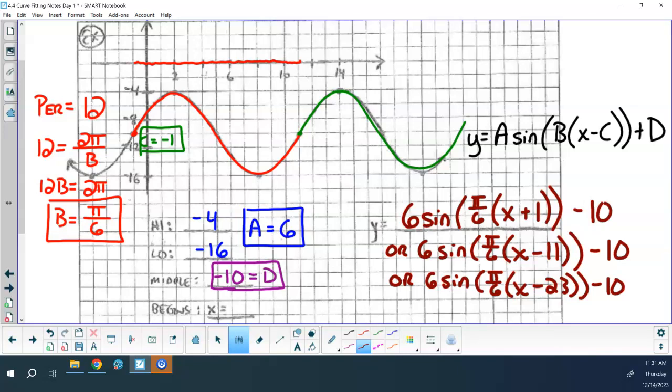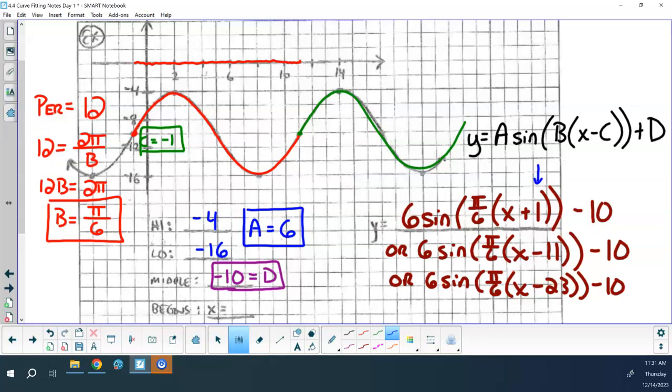Yes or no? Yeah, that one works too. What about if I put negative 35 there? In this spot right here. Yeah? Positive 13? Could I put positive 13 there? Yeah, all those work. Because that's all starting points for sine.